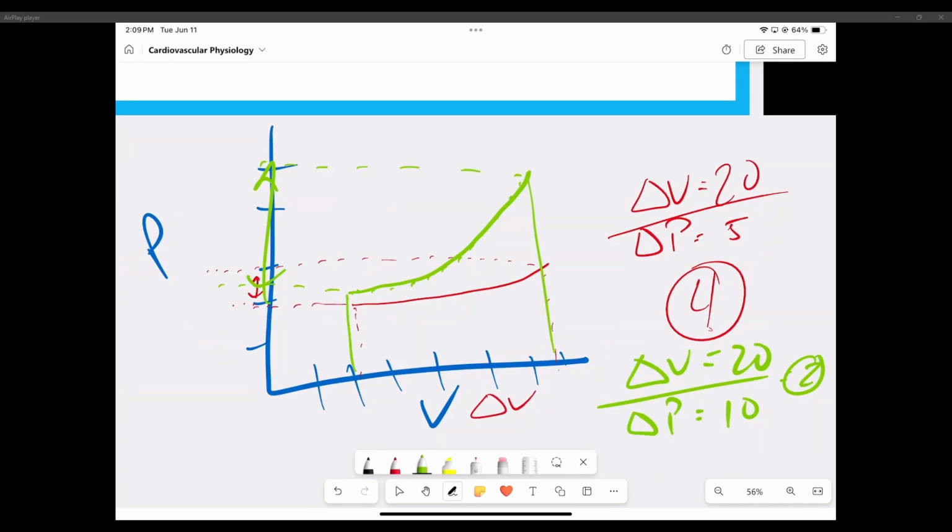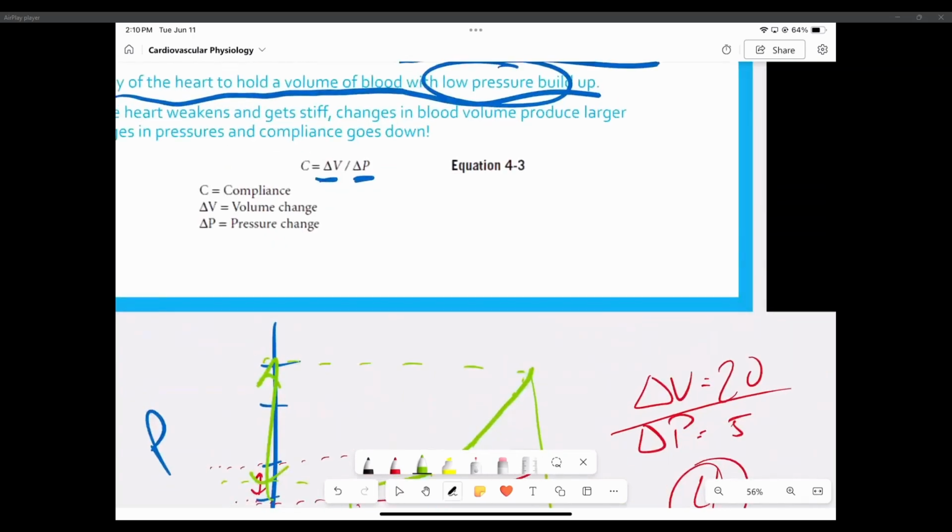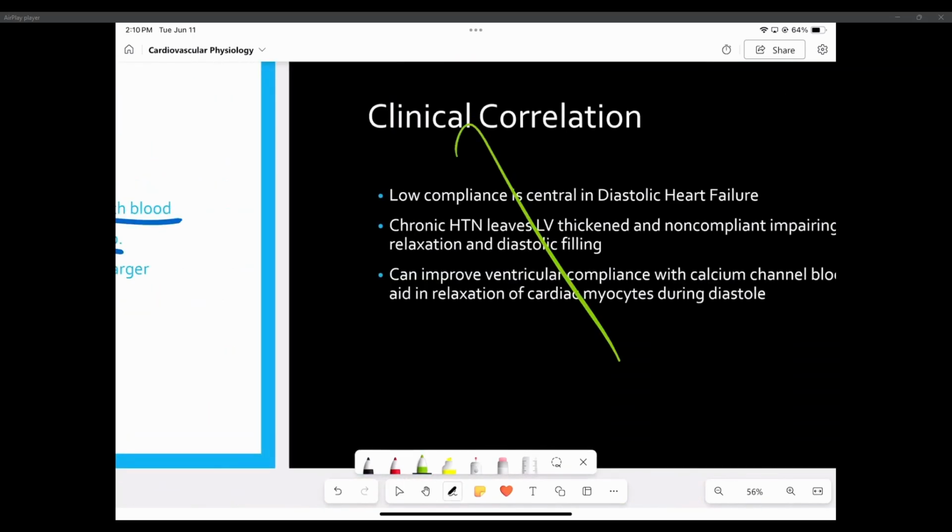Okay? So as you're studying, again, know what compliance is: the ability to hold a large amount of blood with minimal changes in pressure. Because as your compliance goes down, guess what happens to your blood pressure? It's going to go up because the heart is getting stiffer. So that's the compliance one. Don't worry about this for now. We already kind of went over that.